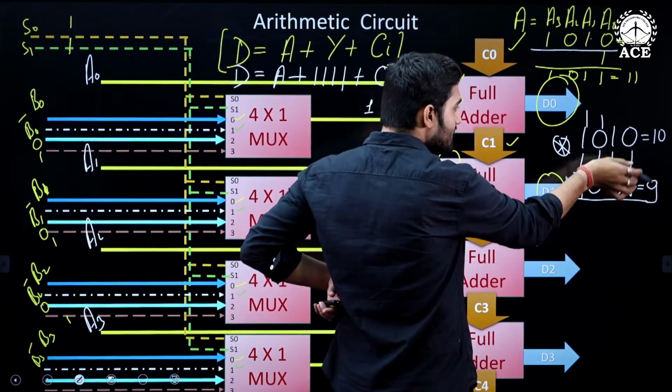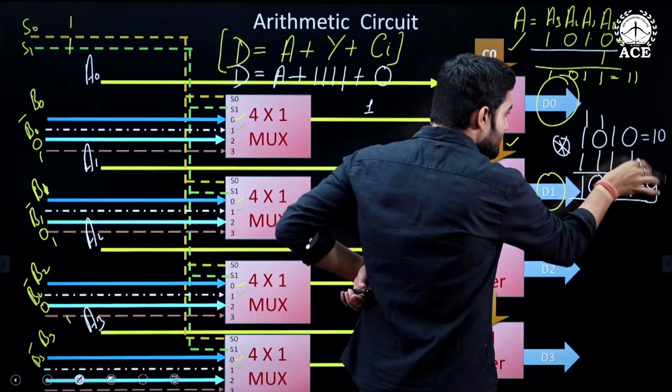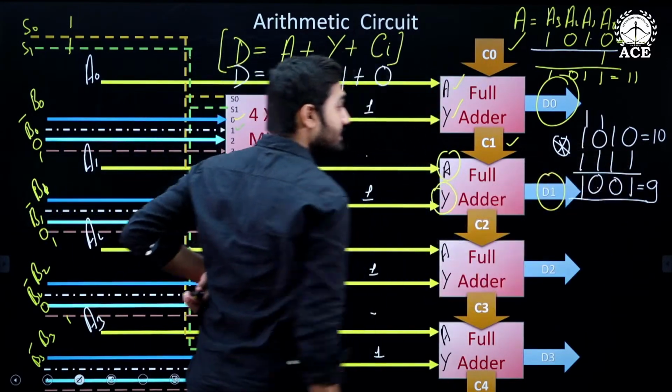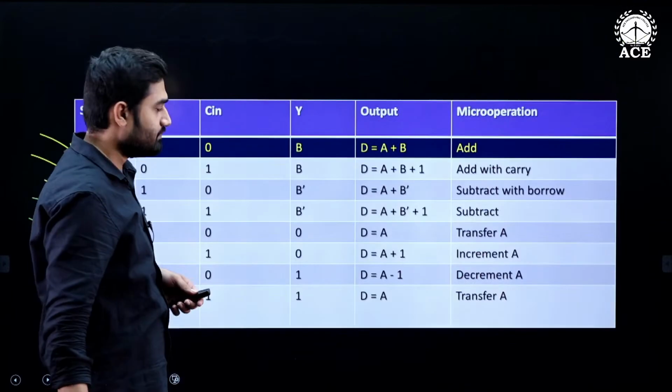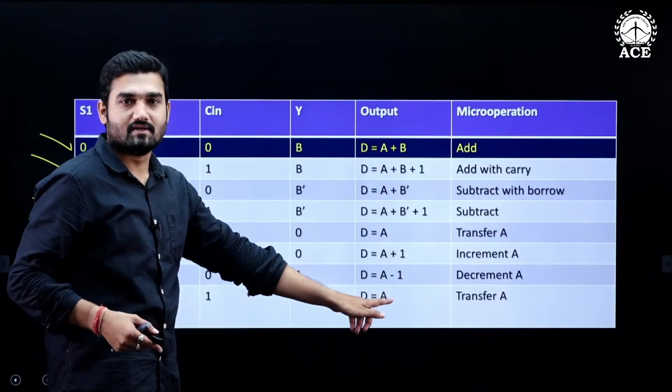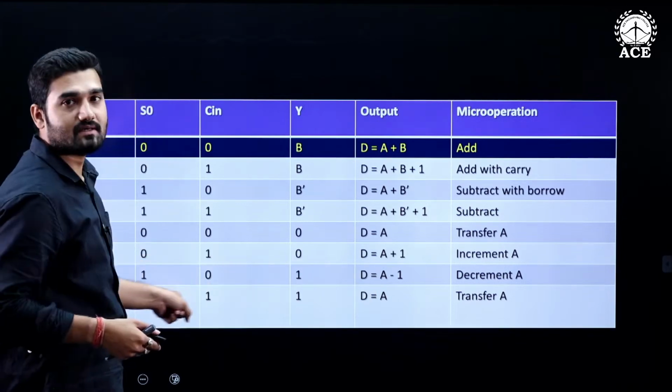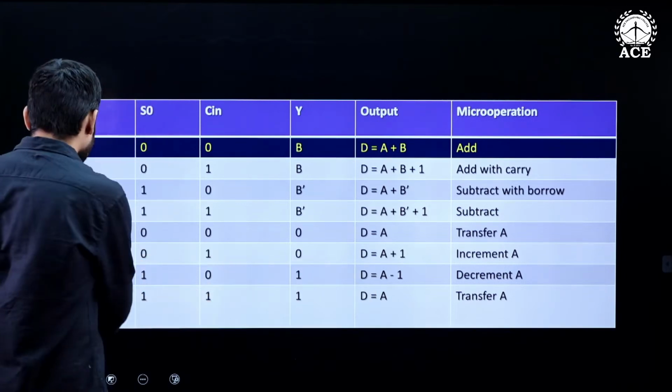That means what? Did I decrement or not? If my Y is all 1, what? I decremented. That's what is written over here. It is written as a decrement. Now, look at this particular part. The last part, the last row.